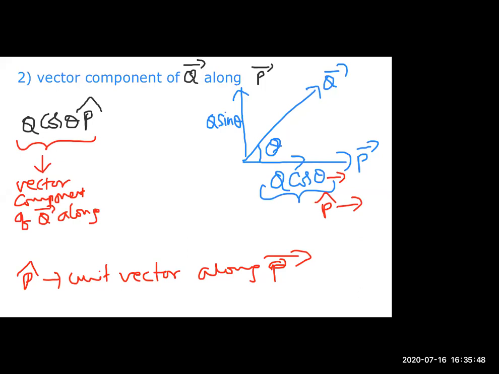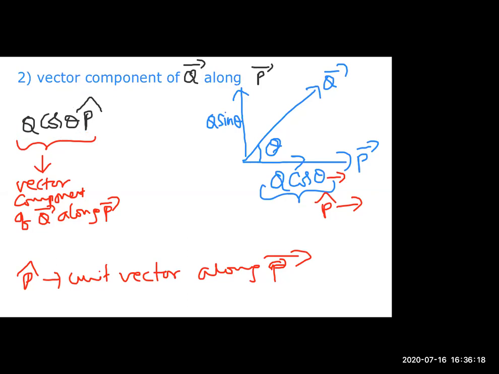Only Q cos theta, if I write just Q cos theta, then it is called the magnitude. But now what I am writing is not just Q cos theta. I am writing Q cos theta into the unit vector which is in the direction of Q cos theta. Now this is called the vector component: Q cos theta into P cap.